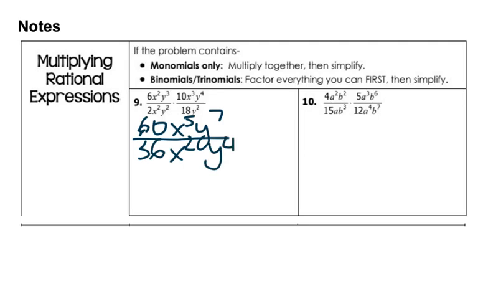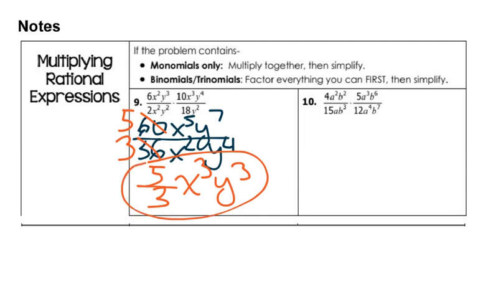Now we're going to reduce the coefficients. So 60 and 36 are both reducible by 12. So if we reduce 60 by 12, we get 5 left. And if we reduce 36 by 12, we get 3. Which means I'm going to have 5 over 3. And then I'm going to subtract exponents. So 5 minus 2 is 3. And 7 minus 4 is also 3. And this is my simplified version of this complicated multiplication problem.